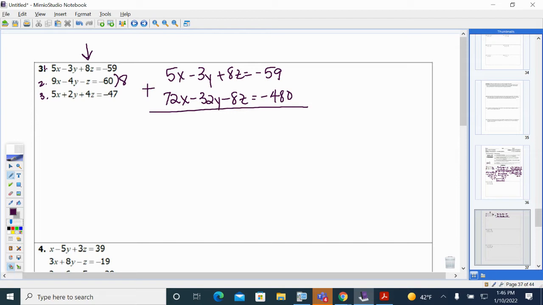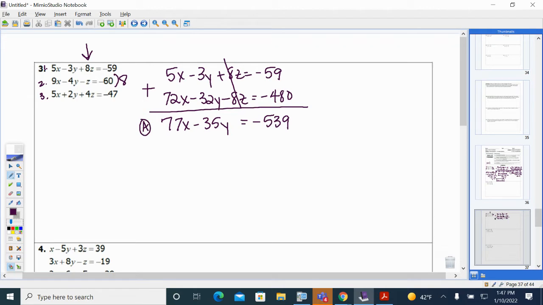And then we're going to add those two together. And again, I chose the z's because they were easily eliminated. Now I know the numbers are big, but that's okay. Now I'm going to add 5x plus 72x gives me 77x. Negative 3y plus negative 32y is a negative 35y. The z's are gone. And then negative 59 plus negative 480 is negative 539. Okay, so that's equation A.